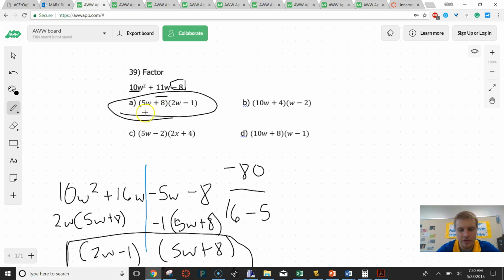Another way you can check this is if you just FOILed them out. So if you get confused in that method, because it's multiple choice, worst case scenario, you could just multiply all of these and double check which one's right.